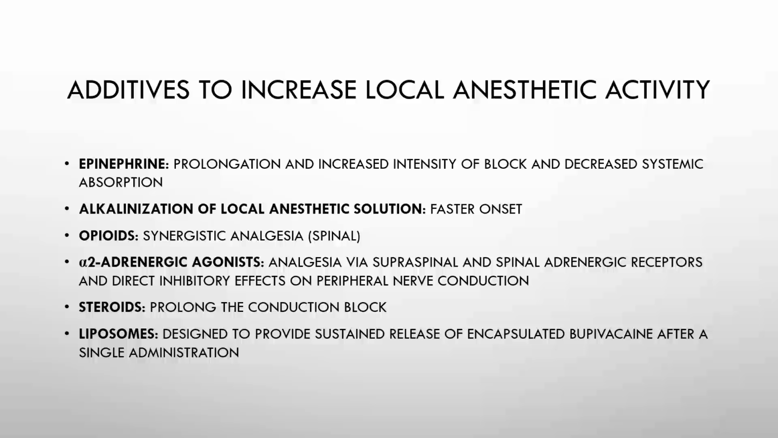Now, what about opioids? As you know, opioids have multiple central and peripheral mechanisms of analgesic action. Spinal opioids provide analgesia primarily by attenuating C fiber nociception, and this is independent of the supraspinal mechanisms. When we co-administer the opioid with the central neuraxial local anesthetic, we get a synergistic analgesia.